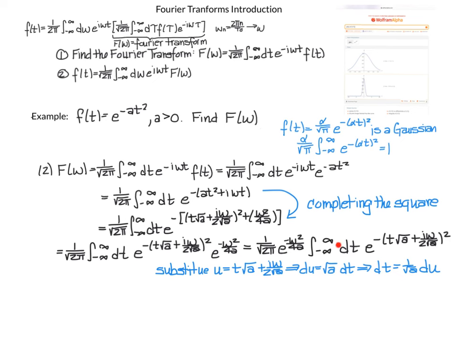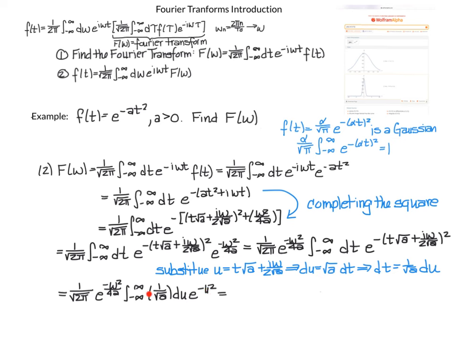But to do that, I also need to figure out what dt is. So du here does not depend on t, so I'm just left with square root of a dt, which means dt is equal to 1 over square root of a du. So here I have my 1 over square root of 2 pi, my e to the minus omega squared over 4a, integral from negative infinity to infinity, my dt becomes 1 over square root of a du, and then I have e to the minus u squared.